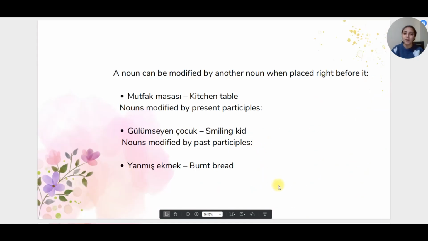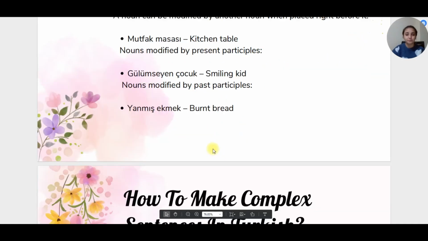A noun can be modified by another noun when placed right before it, like that. Mutfak masası. It is kitchen table. Nouns modified by present participles. Gülümseyen çocuk. Smiling kid. Nouns modified by past participles. Yanmış ekmek. Burnt bread.